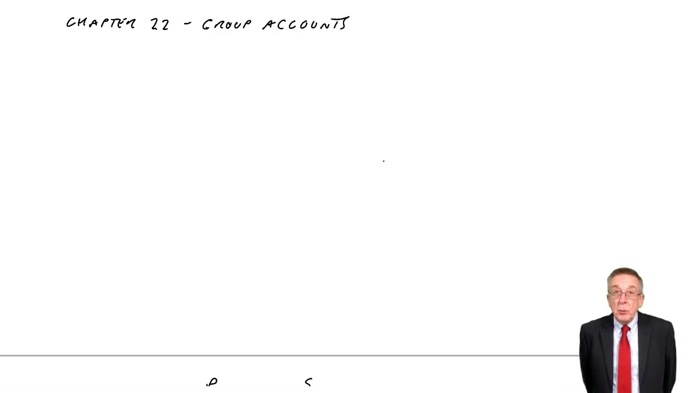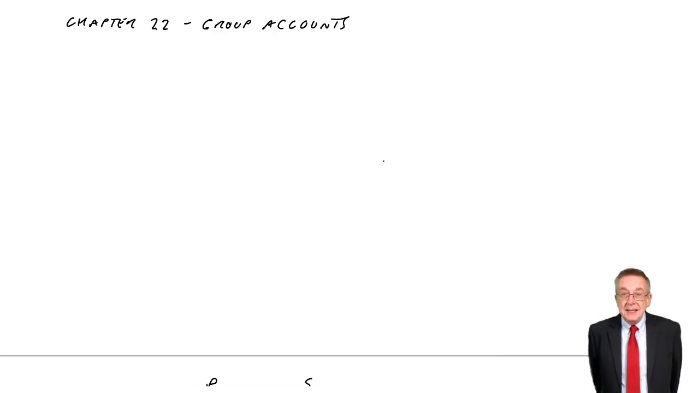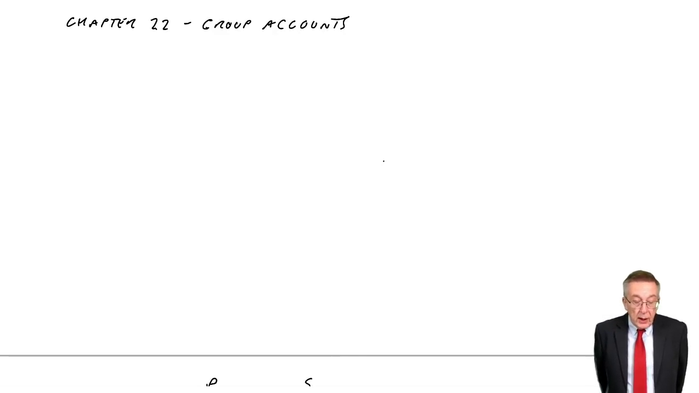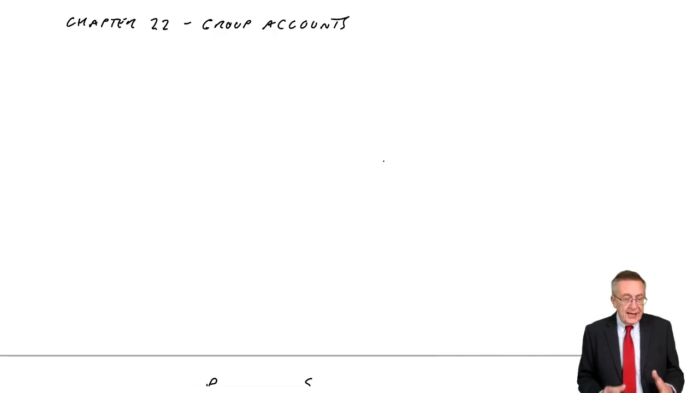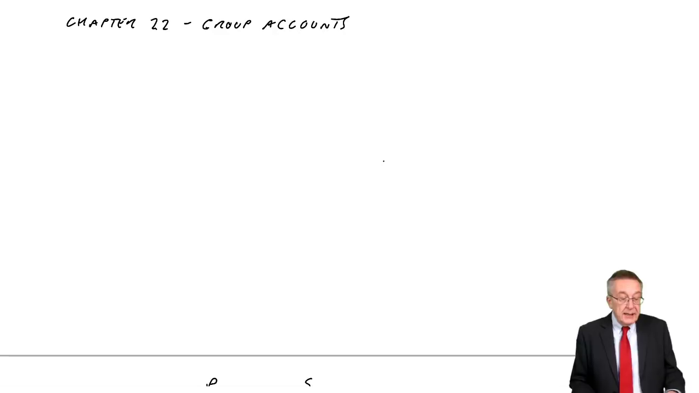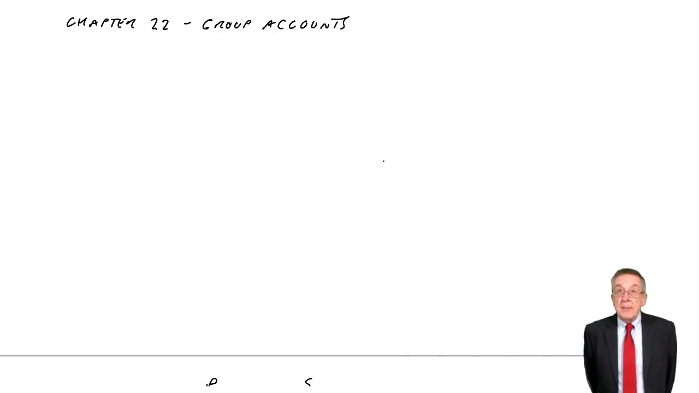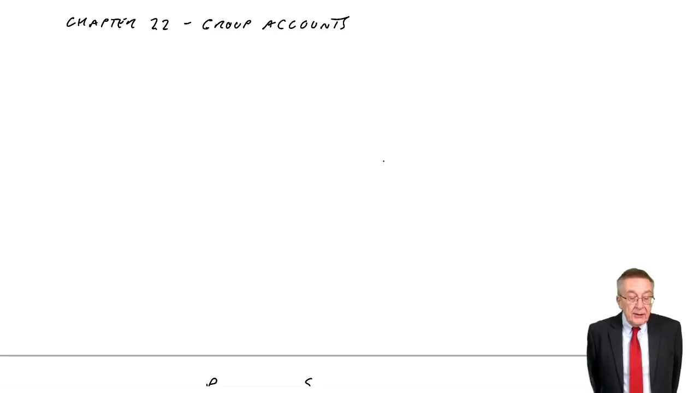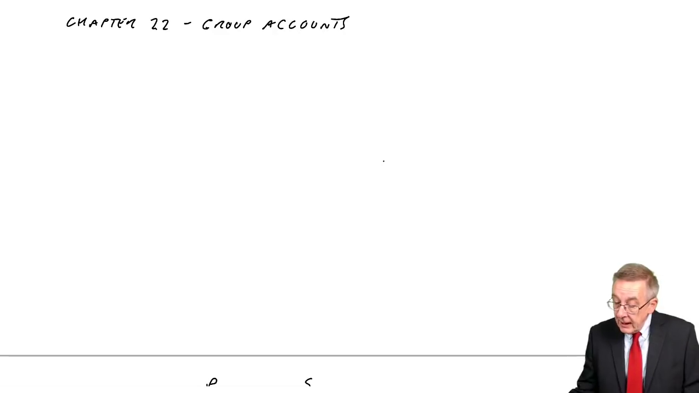So look first of all at example 1. It says on the 1st of January 2008, P acquired 100% of the ordinary shares of S, which was incorporated on that date. So S was formed on the 1st of January 2008. That's when S was started. And on that date, P bought 100% of the shares. We're now a few years later, on 31st December 2010, and the statements of financial position for each of the two companies were as follows.